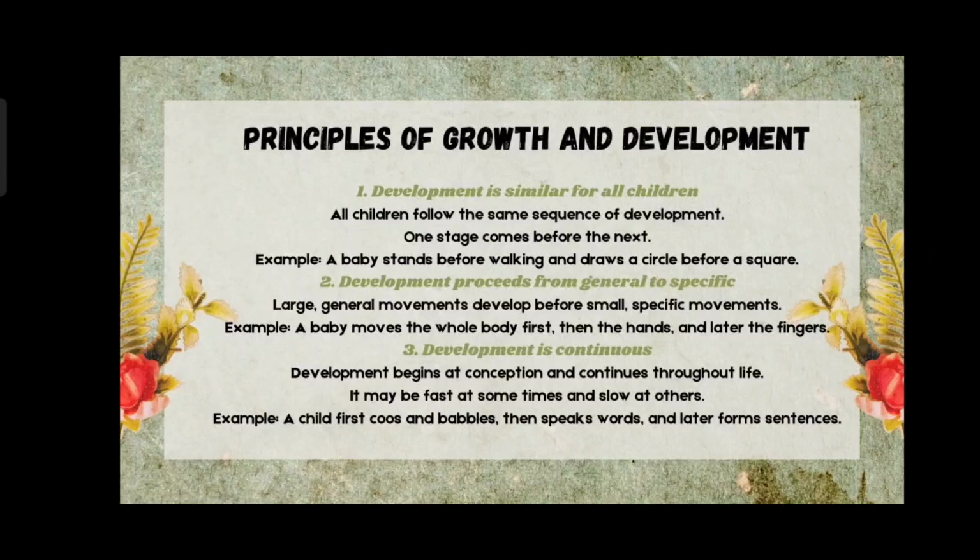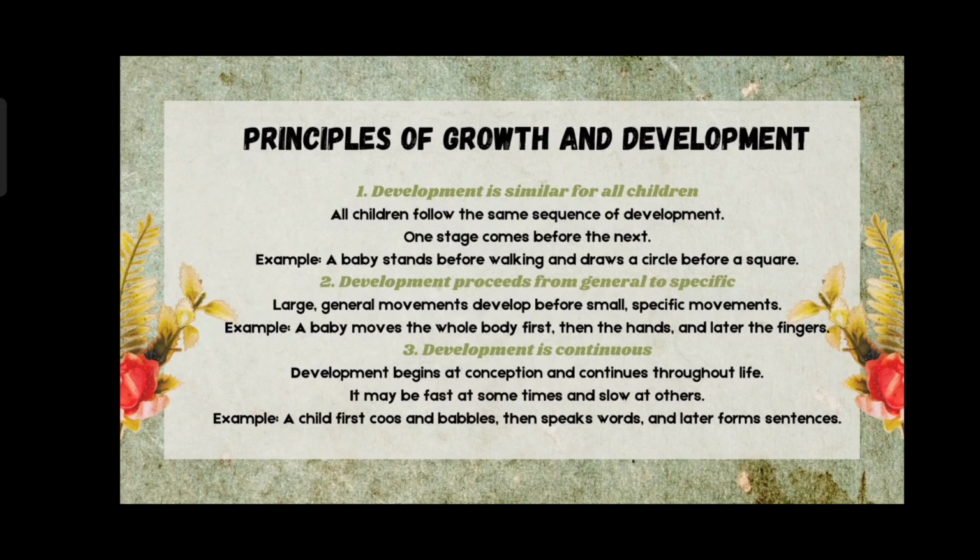So the second one is principles of growth and development. Under this, around 10 principles are coming. The first one is development is similar for all children, which means all children follow the same sequence of development. One stage comes before the next. For example, a baby will stand before walking. A baby will draw a circle before drawing a square. So all children follow the same sequence. That is the first principle.